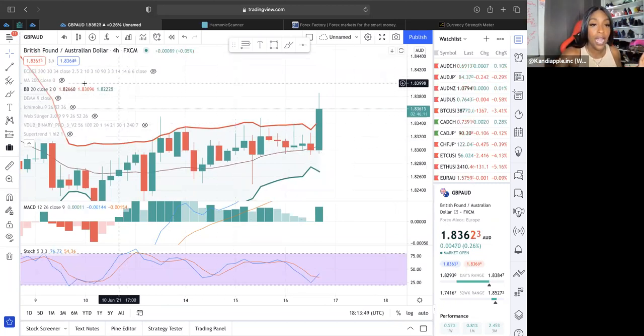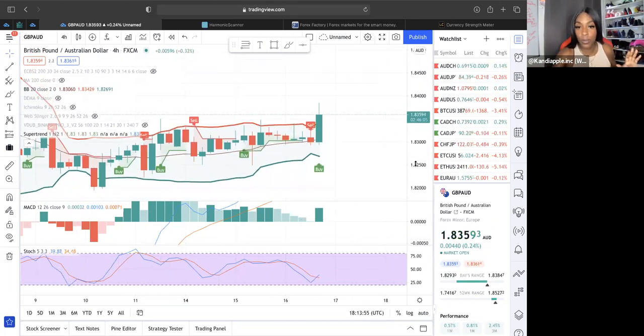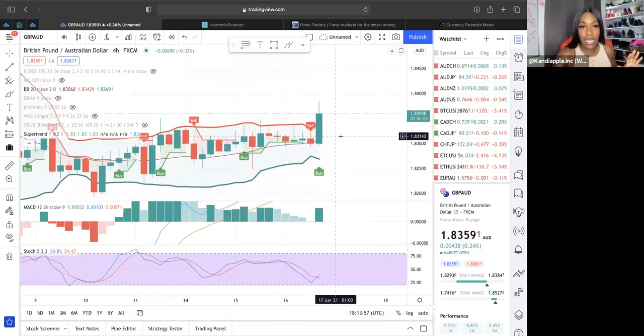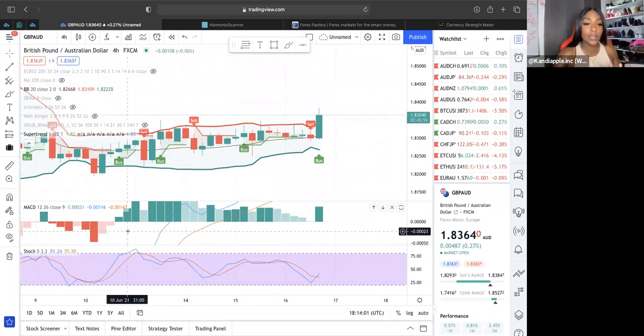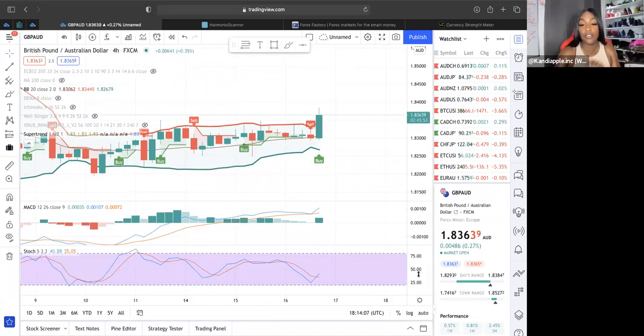Then from here, I also have my Supertrend open to let me know when to go in, and if it's telling me a sell or a buy, what's happening here. And then I always have my MACD and my stochastics. These are the indicators I like to use either for Forex or HFX. This is my Forex thing, okay?